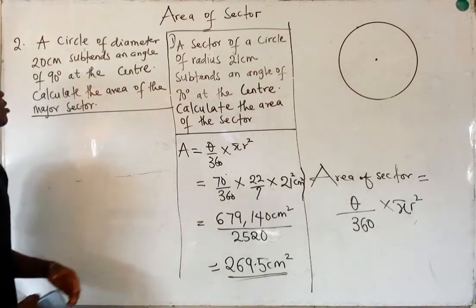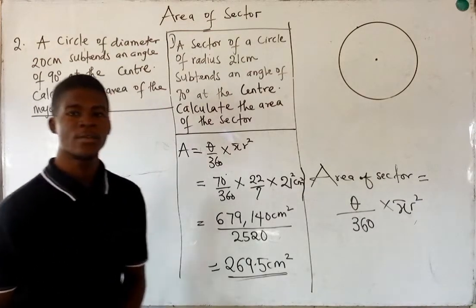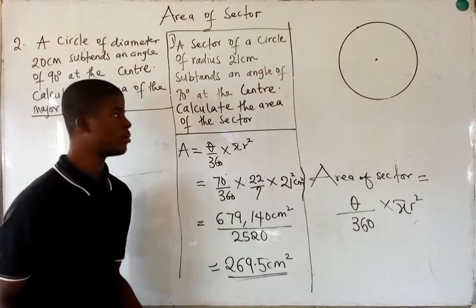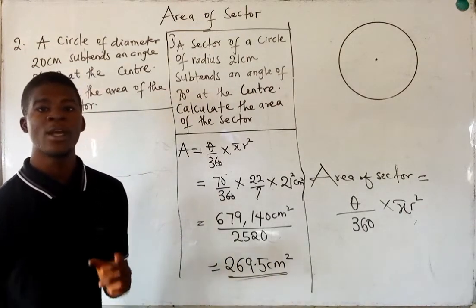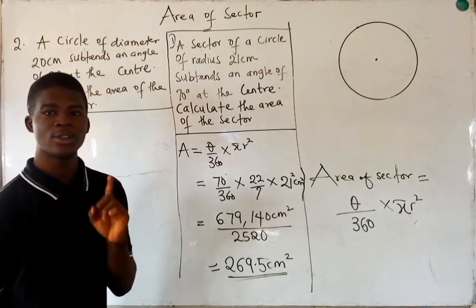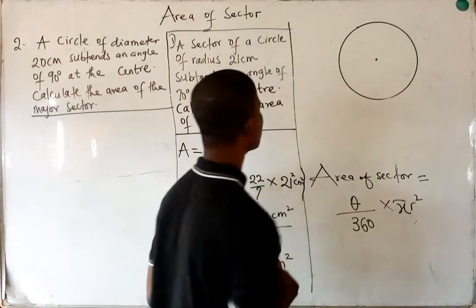It says the circle of diameter 20 cm subtends an angle of 90 degrees at the center. Calculate the area of the major sector. We have to find the area of the major sector now. What is the difference between the major sector and the minor sector? Like I told you earlier, the difference is in the angle subtended at the center. That's the difference.